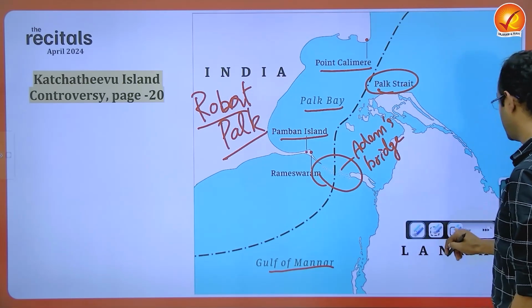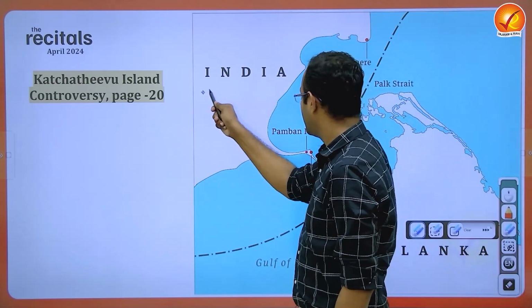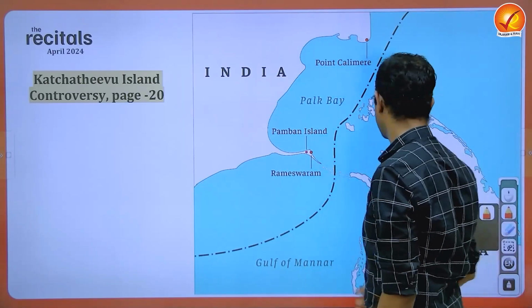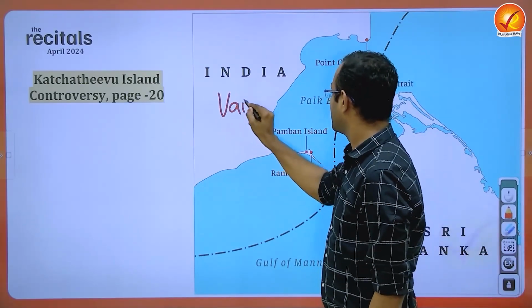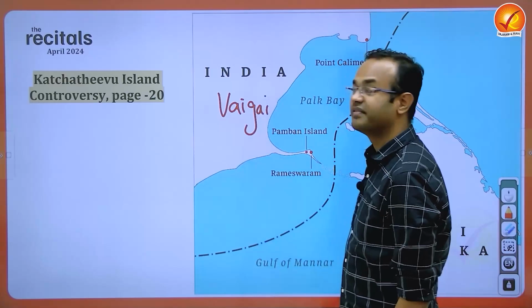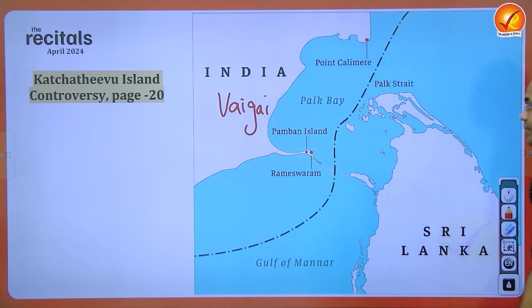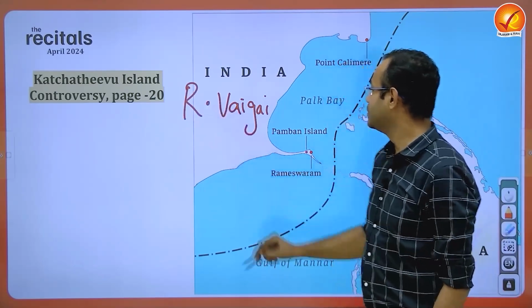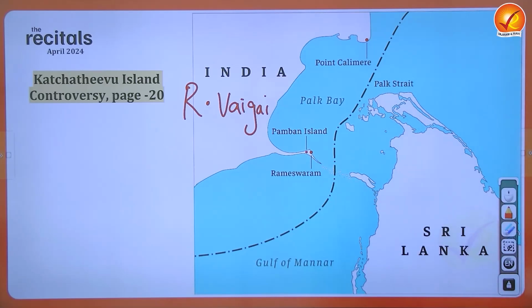And we have a river which flows into the region, called the Vaigai River, which flows into Palk Strait.